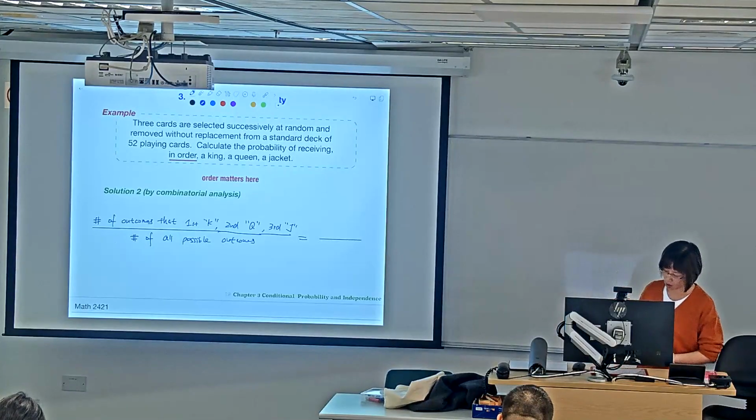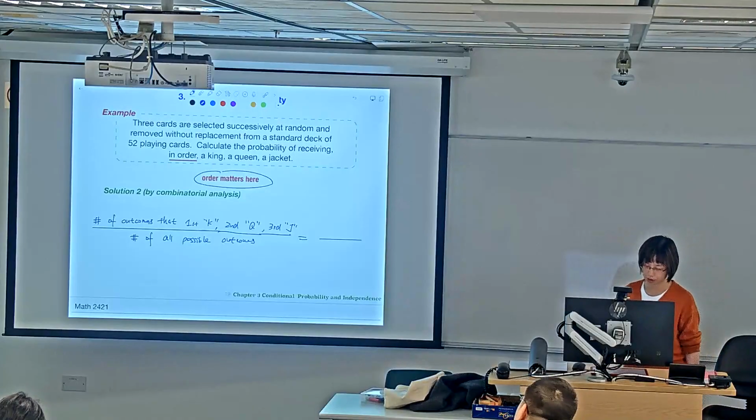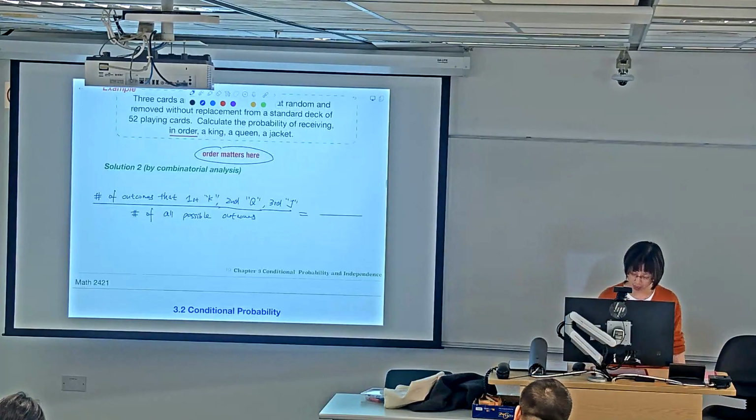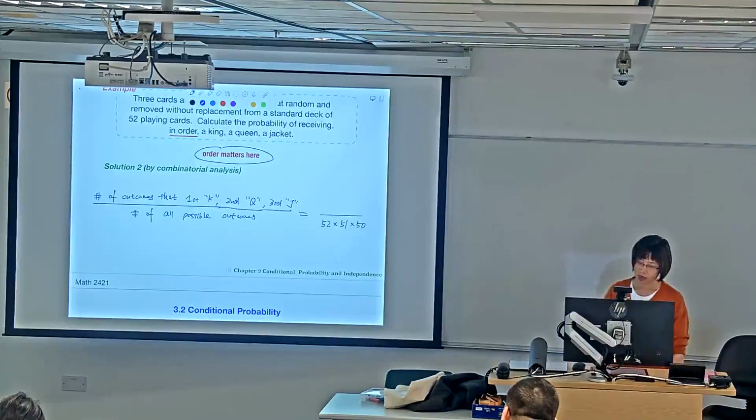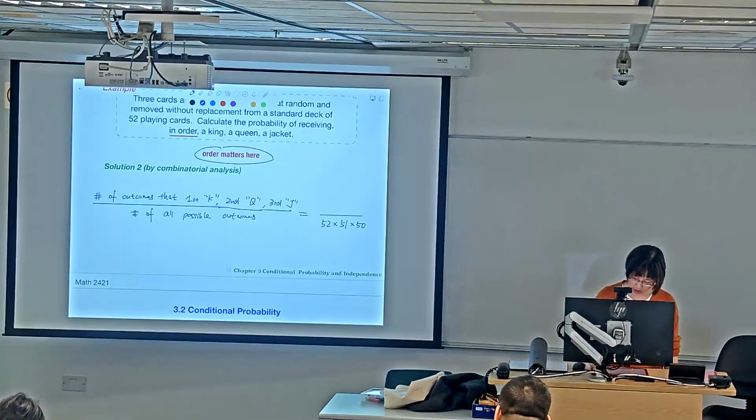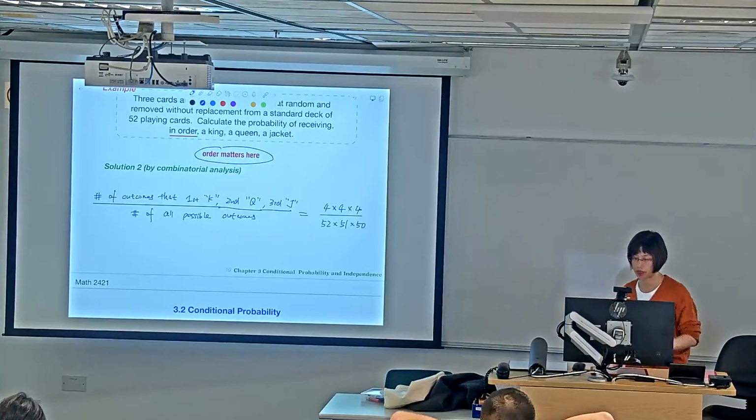So here we regard the order as mattering. For the number of all possible outcomes, choose the first card, you have 52 choices. Second one has 51, then the last one has 50 choices. Then for the numerator, the first one is king, there are 4 choices. Then the second one for queen, 4 choices. Third one, still 4 choices.